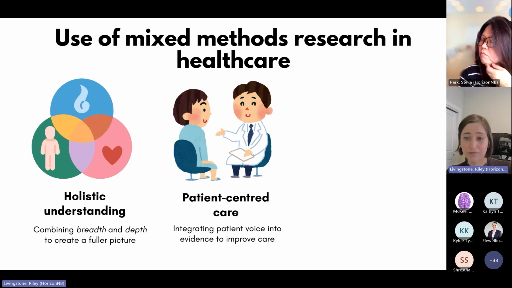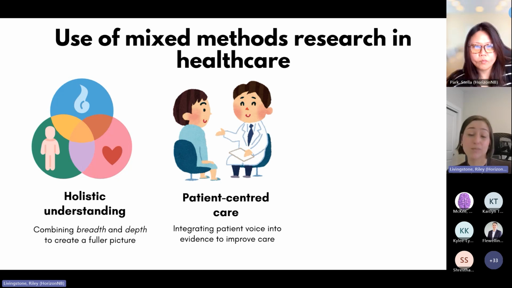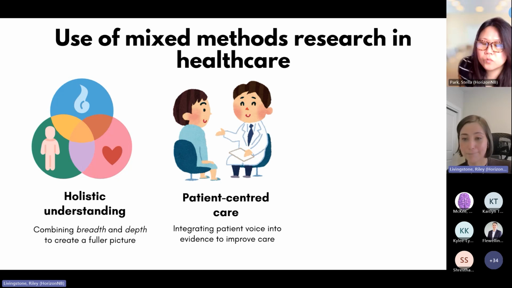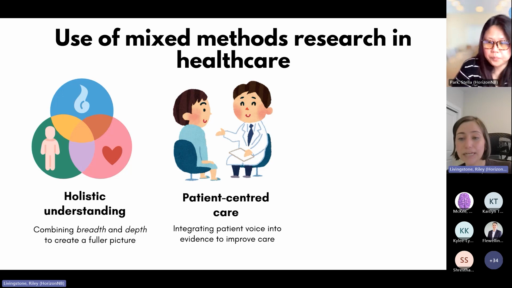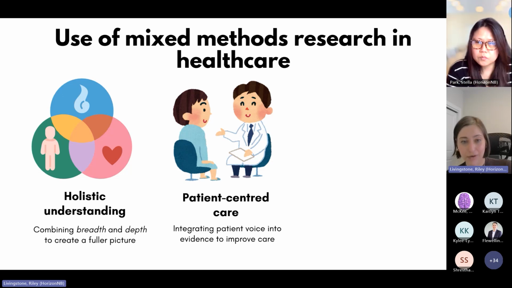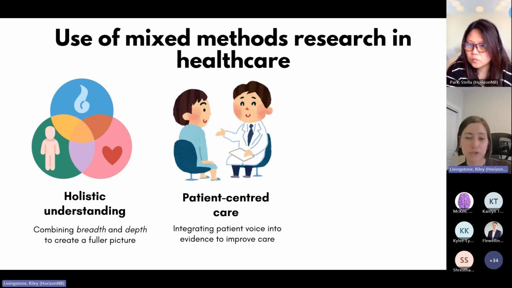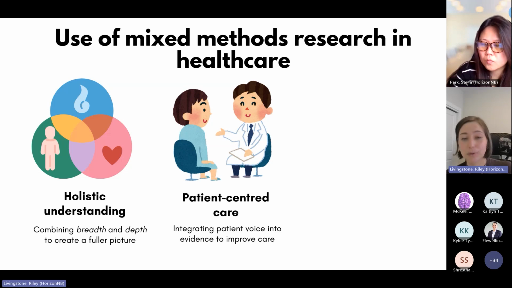Another key aspect of mixed methods research is its potential to support patient-centered care. By incorporating qualitative components into healthcare research, we help ensure that patient voices and experiences are represented in the evidence base, something we might want to prioritize more often if we are truly to call our approach patient-centered.